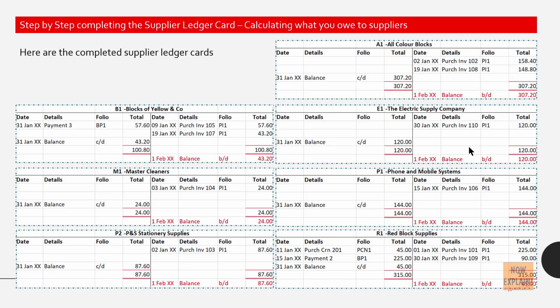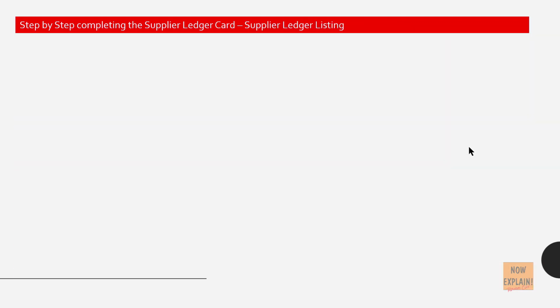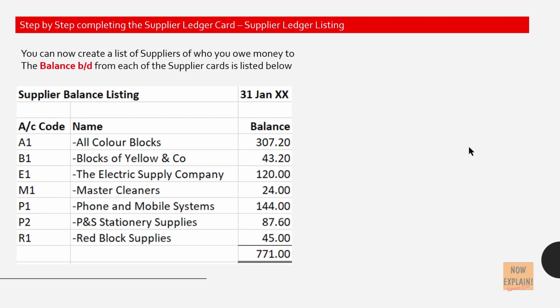Here are the completed supplier ledger cards. The use of red underlining and red text helps identify the supplier balance, and it looks nice. You can now create a list of suppliers who you owe money to. The balance BD from each of the supplier cards is listed below. The business owes in total 771 to suppliers.